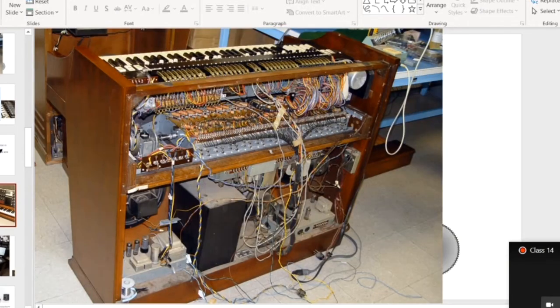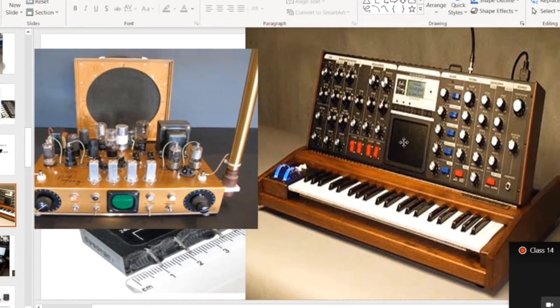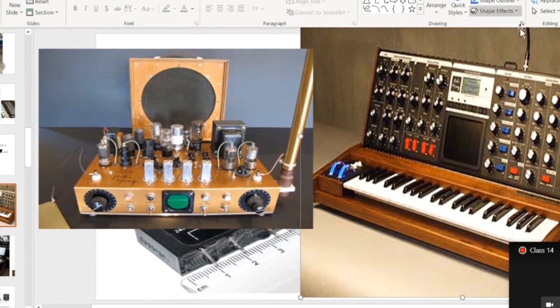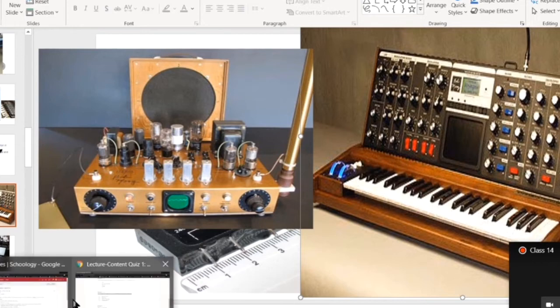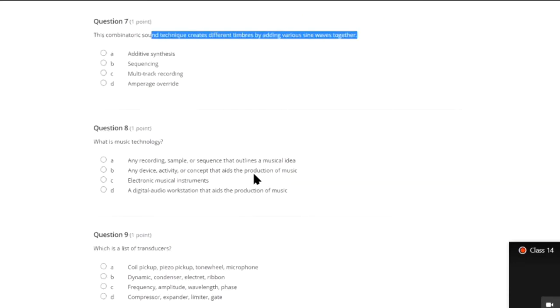And it is, by derivation, the root of the word synthesizer. So a synthesizer, like this device here on the right, that's what it's doing. It's combining various sine waves together so as to create new and different and unique sounds. Where does that word synthesizer come from? It comes from this business here, additive synthesis. And what the heck is that? That's a sound technique that creates different timbres by adding various sine waves together.